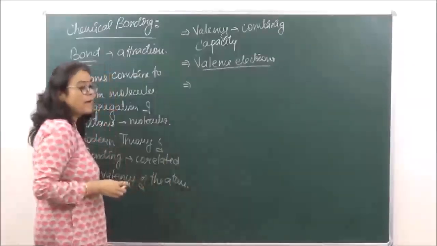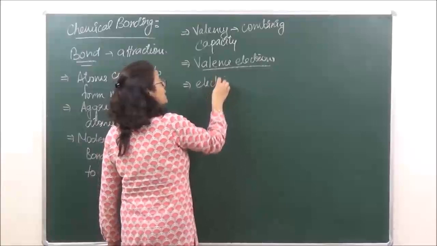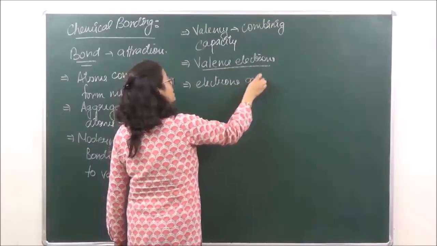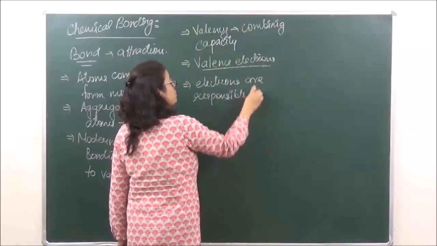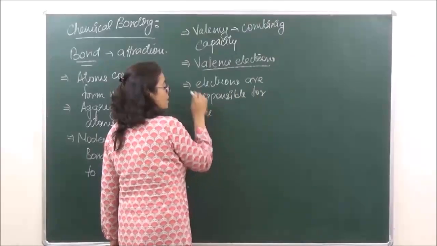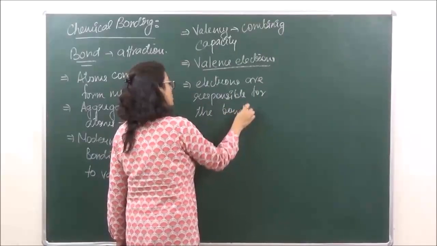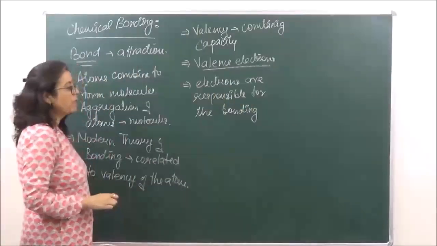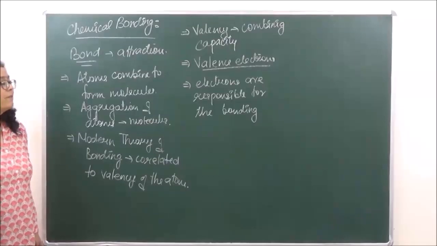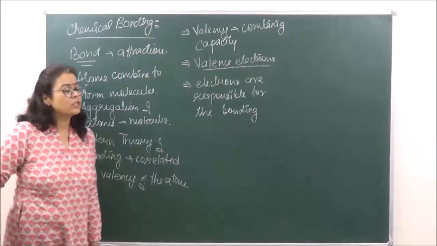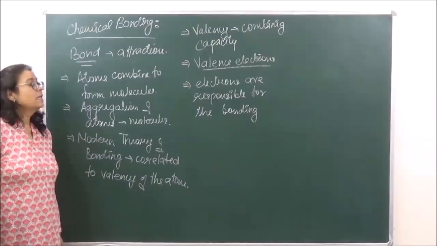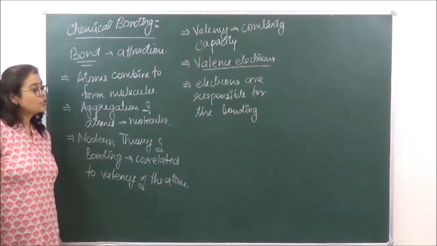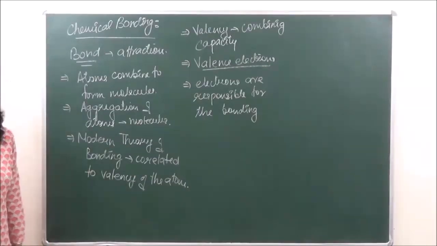So when we are talking of valency, the modern concept believes that electrons are responsible for the combination of atoms. This is another important thing: electrons are responsible for the bonding in atoms. We also know that in chemical reactions it is the outermost electrons which participate, and similarly it is the electrons in the valence shell which are responsible for the chemical bonding of atoms to form clusters of molecules.